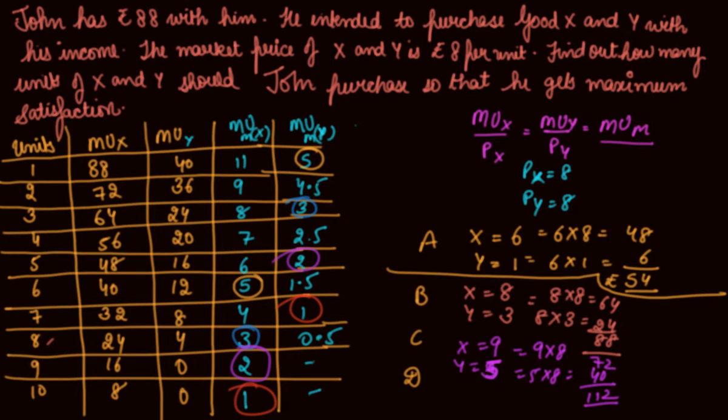And at point D, if we talk about 1 and 1, it is 10 units of X and 7 units of Y. 80 and 72. So the total amount you are spending is 152.